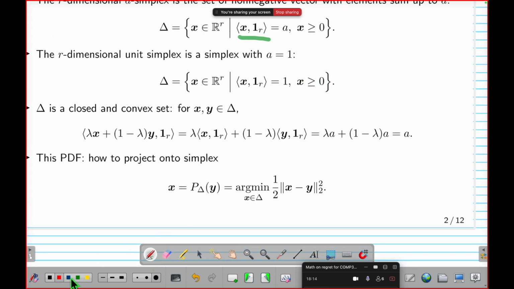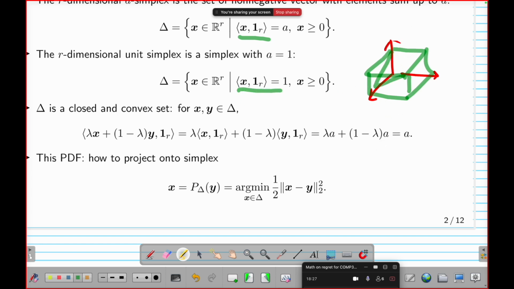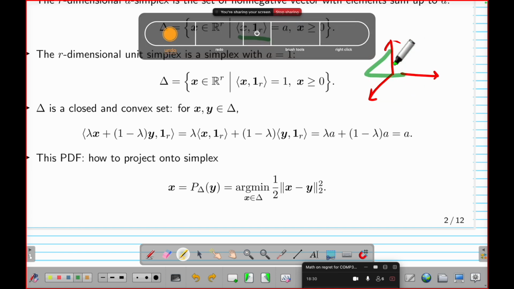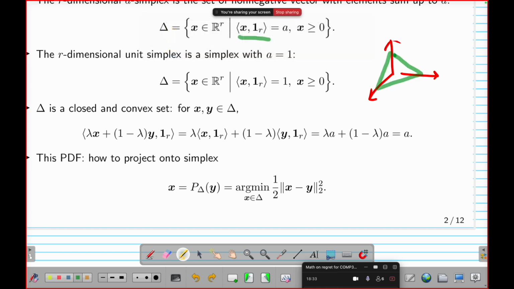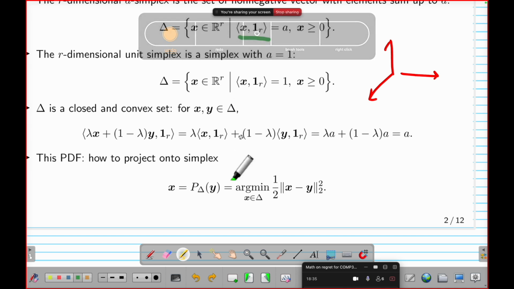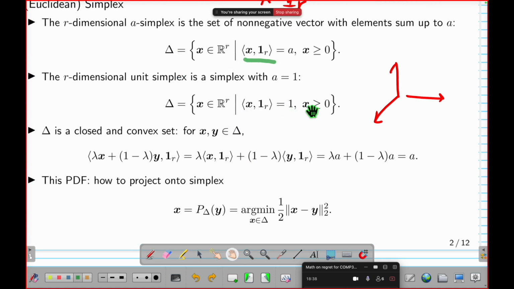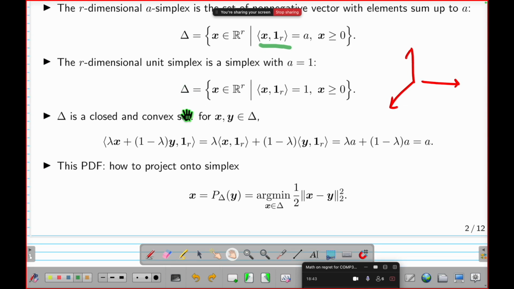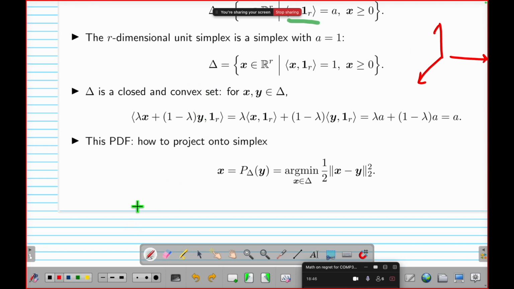So let me repeat. I have 3D, let's say 3-dimensional space. Larger than 0 means I am in this green box, because everybody has to be larger than 0. This thing means I have a triangle here. And in the end, it means I must be inside a triangle. Something like that. So now, what is this? This is a set, right? Is this a convex set? The answer is yes. So how do we tell a set is convex?